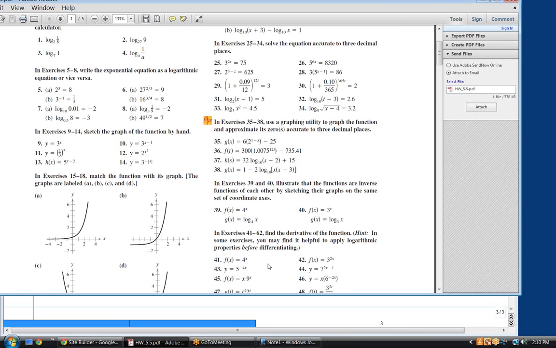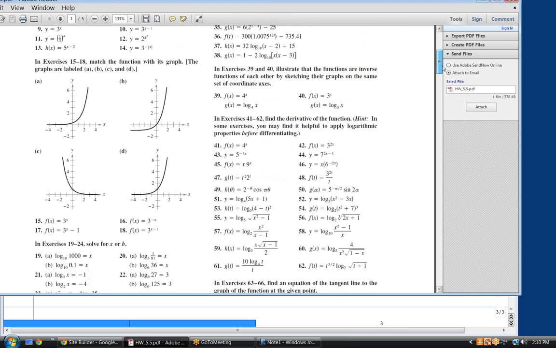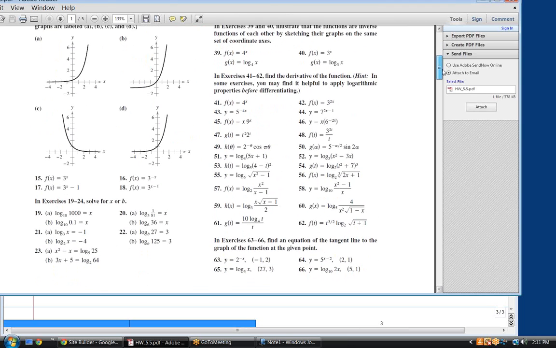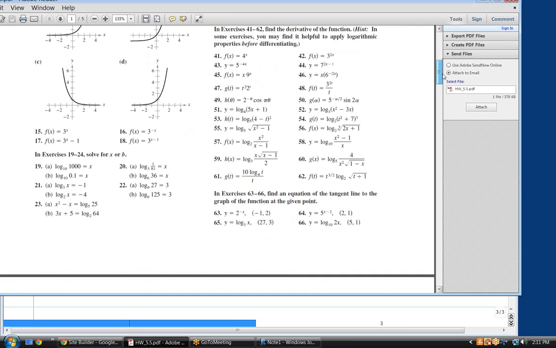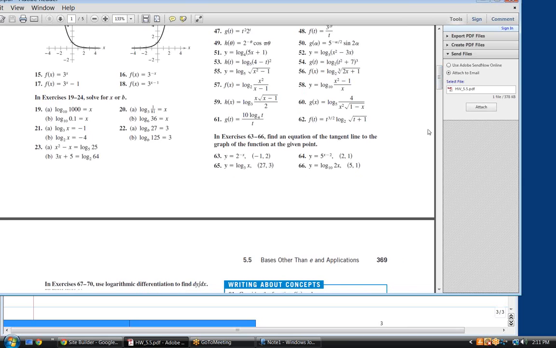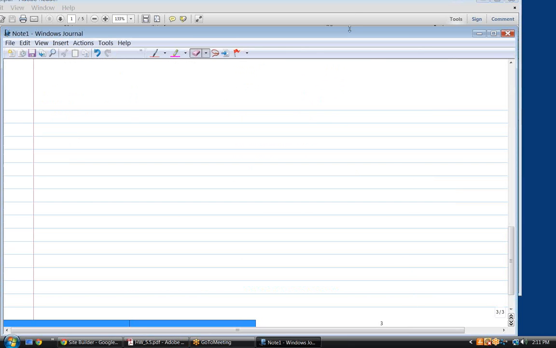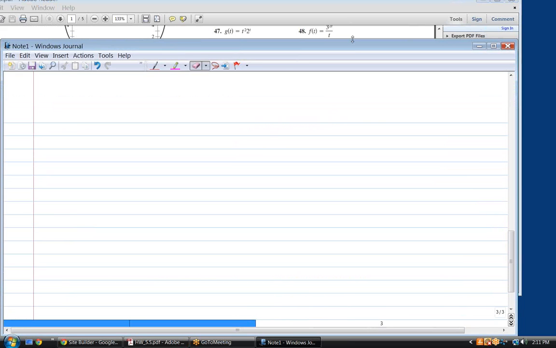All right, now let's go ahead and start where you're supposed to start, on 47. I haven't really looked at any of the ones in between. Okay. What is g prime of t?